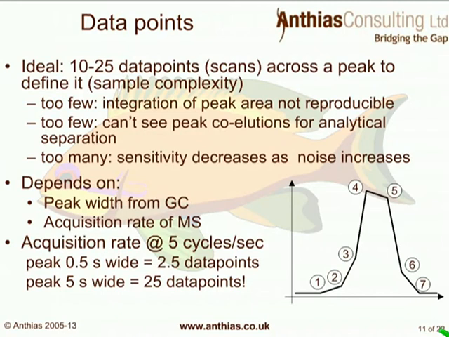And the scan rate that we need depends on the peak width and also the acquisition rate of the mass spectrometer. So if we have the mass spectrometer acquiring at a rate of 5 cycles per second, and our chromatographic peak coming out of the GC is only 0.5 seconds wide, that means that we'd only have 2.5 data points across that peak. That's certainly not enough to even see that there is a peak there. If the peak was 5 seconds wide and we're running it at 5 cycles per second, that will give us 25 data points across the peak, which is plenty for both quantitative and qualitative analysis. So we need to go back to our GC and look at our average peak width.